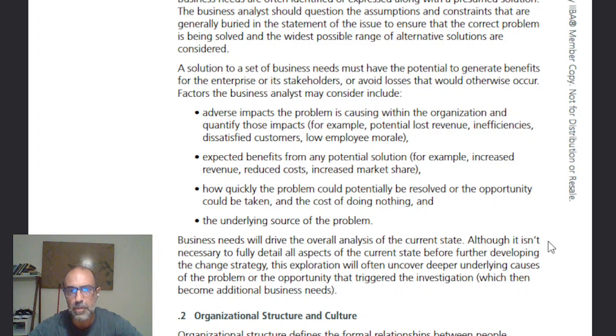Adverse impacts the problem is causing within the organization, and quantity. You know what? I'm going to stop there. For 7 years, I always did new stuff, and I always did new stuff with the concept that this is going to change something. But for 7 years, I opened companies. I've closed 9 companies in my life, so far, other than the hypothetical ones that I wanted to start but never got off the ground.